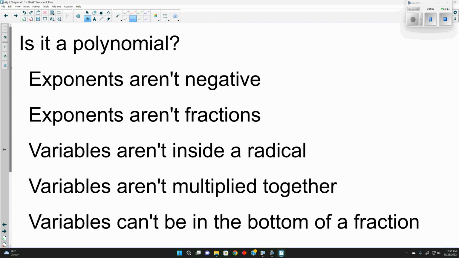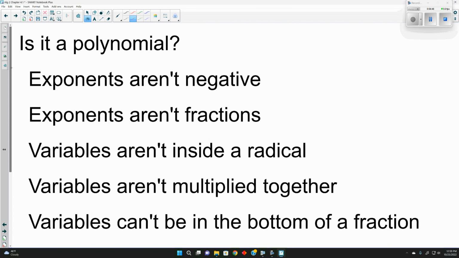And I mean, you can do this with anything. So with classifying types of plants, we can look at the characteristics. What does it have? Does it meet these criteria? Or we can go the other way and say, does it not meet these? If it meets any of these here, if the exponents are negative, if the exponents are fractions, if variables are inside a radical, if variables are multiplied together.